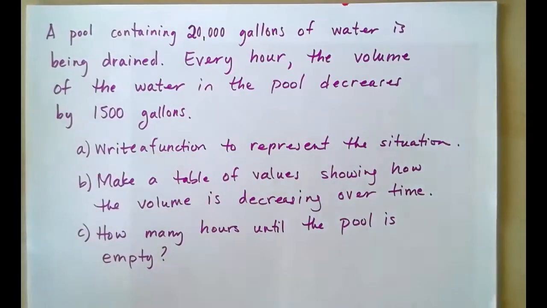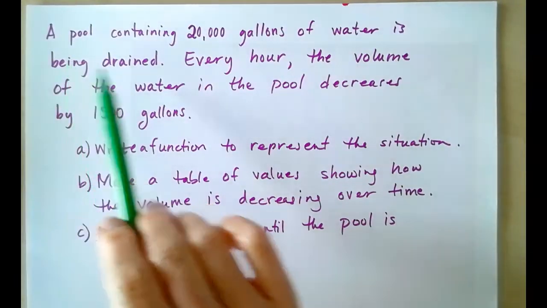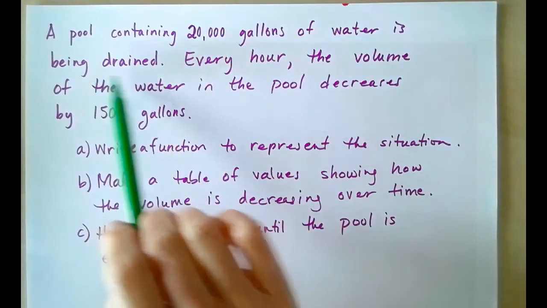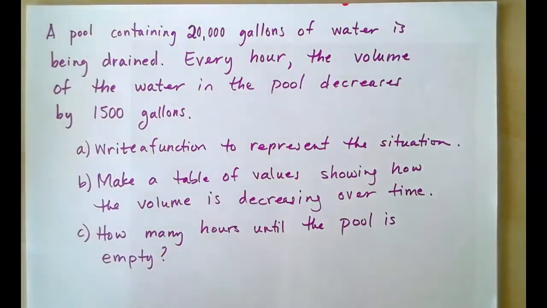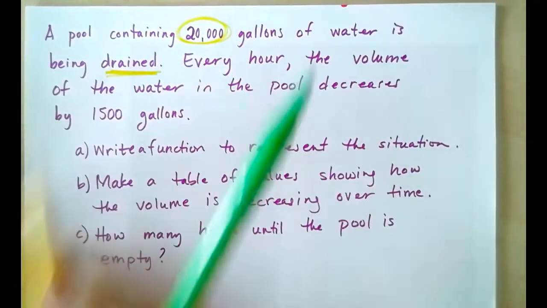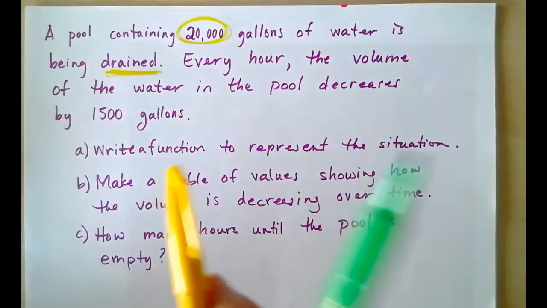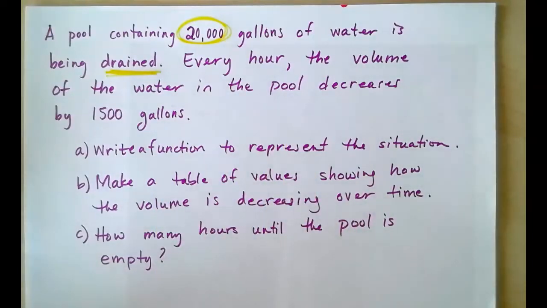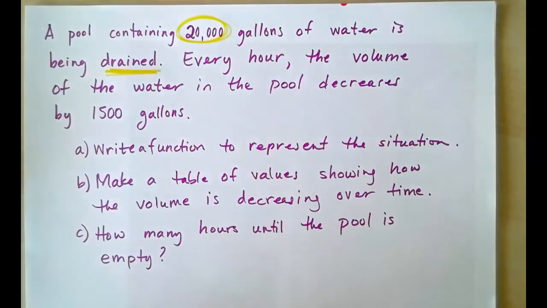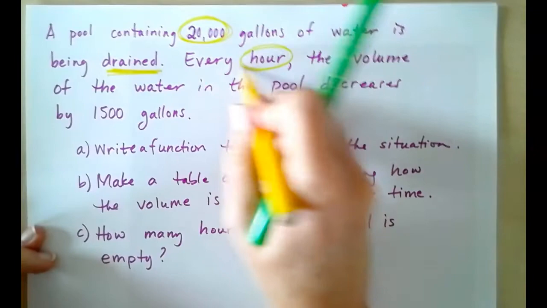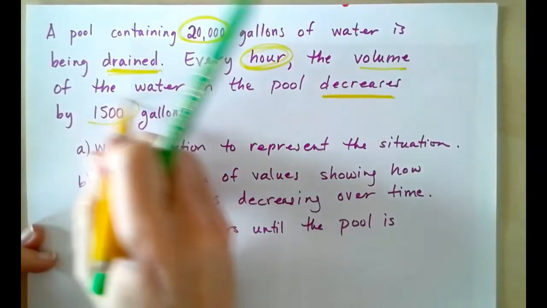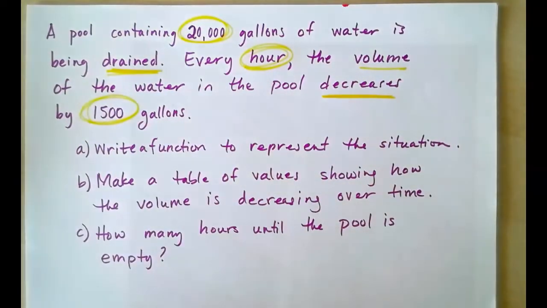And we've got one last quick problem. A pool containing 20,000 gallons of water is being drained. So important information here, 20,000 gallons, and it is being drained. Next, every hour, the volume of the water in the pool decreases by 1,500 gallons. So every hour, the volume is going down by 1,500 gallons.